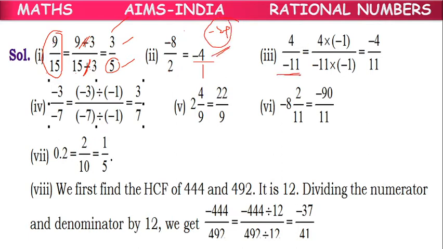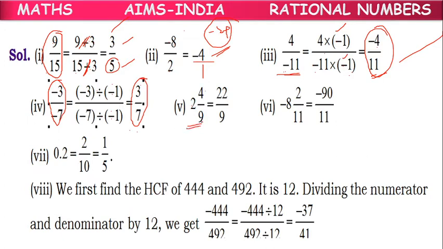4 by -11. In denominator we have minus. What we have to do? Both numerator and denominator to be multiplied by -1. So numerator -4, denominator +11. -4 by 11. Standard form. Next, -3 by -7. Both minus cancel. Or we can divide both by -1. Minus cancel. 3 by 7. 3 by 7 is the standard form.